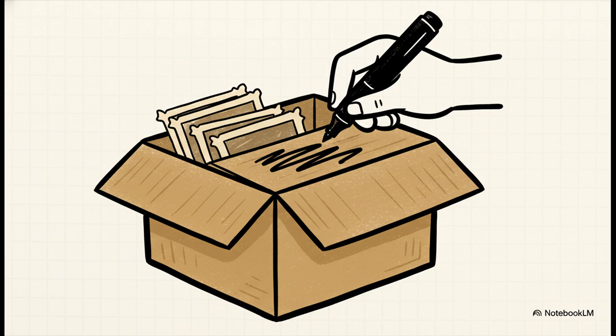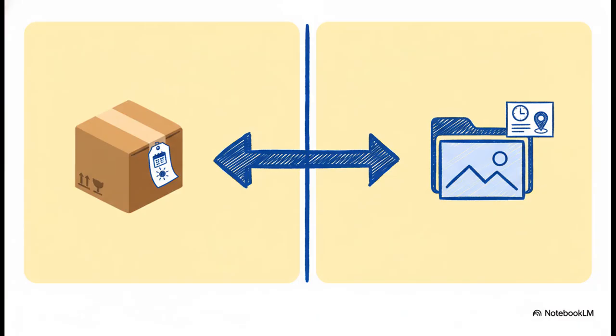You walk into the attic, you grab a random box, look inside, and realize it's full of old photos. So what do you do? You grab a Sharpie and you write "Summer Photos 1995" on the lid. That's it. That's strategy number one. Now that simple act of writing on the box translates perfectly to the digital world. It's the same thing as attaching metadata to a file.